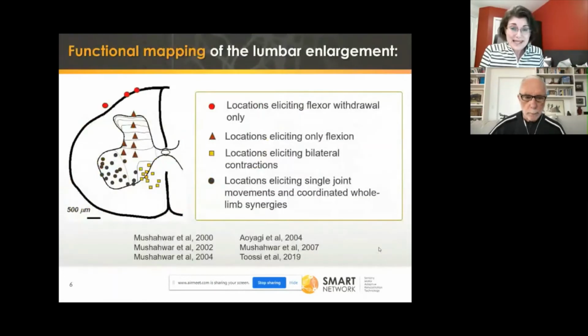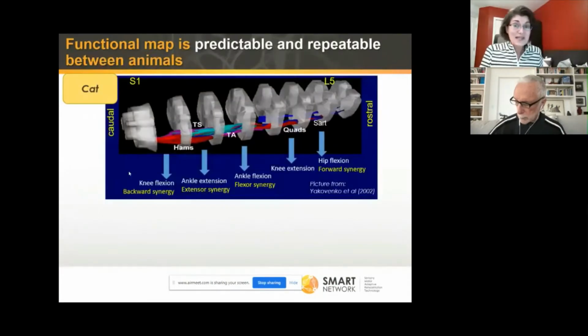To summarize many years of work, we found that these regions within the ventral horn were the best locations for eliciting the single joint movements and coordinated multi-joint synergies needed for restoring functional overground walking. So we mapped these particular ventral regions in multiple animal species. And the very impressive findings are that, first, these functional maps are repeatable and predictable between animals within species.